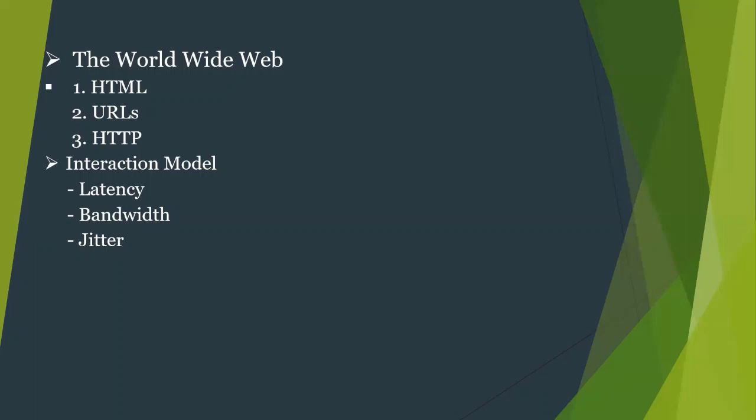So what is jitter? Jitter is the variation in the time taken to deliver a series of messages. Generally jitter is relevant to multimedia data. For example, if sequential parts of audio data are played with different time intervals, then the sound will be distorted. So these are the three points we have covered: the World Wide Web, the failure model, and the interaction model.